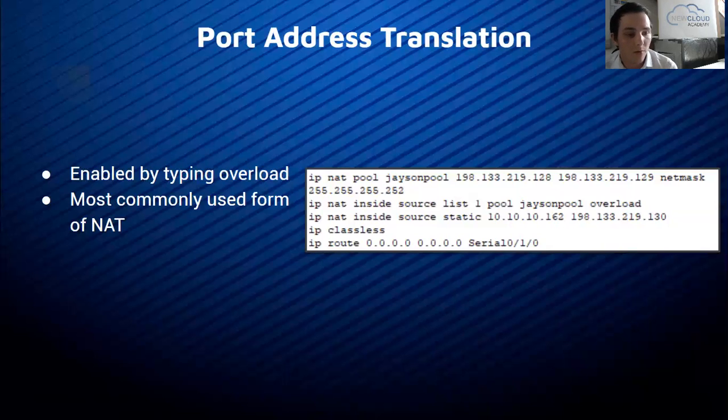This is what most home routers do. The ISP assigns one address to the router, yet several members of the household can simultaneously access the internet. This is also the most common form of NAT.